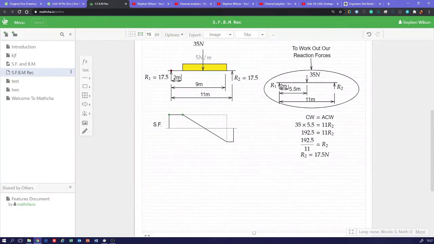Obviously, this should be symmetrical as well, shouldn't it? So let's just make it proper. There we go. That's what it should look like, because we've got the same distance either side, haven't we? We've got 2 meters there, and we've got 2 meters there according to the dimensions. This is why we should draw it accurately.